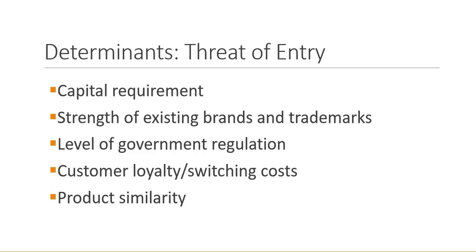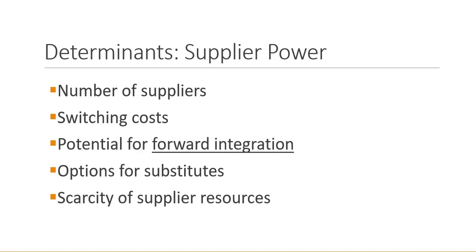And finally, product similarity. The more differentiation, the higher the barrier to entry. If it's a product that doesn't have a lot of differentiation, somebody can come in and they're basically making the same thing that we're making or providing the same service we're providing. That's a low barrier. The more differentiated our product, the higher the barrier to entry. The less differentiation in our product, the lower the barrier to entry, and the greater the threat to our company.